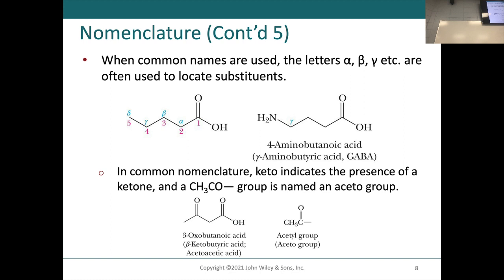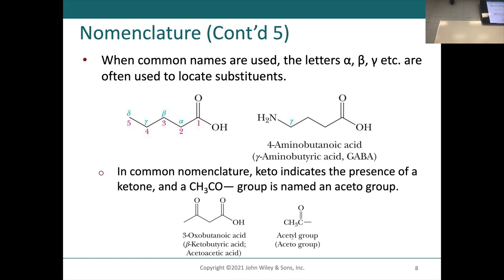To get around that conundrum, we actually call this the alpha carbon. The alpha carbon is the carbon directly attached to the carboxylic acid functional group. You can have the beta carbon, the gamma carbon, and the delta carbon. Beyond that, I start to forget my Greek alphabet. Those of you in sororities and fraternities probably know it better than I do.